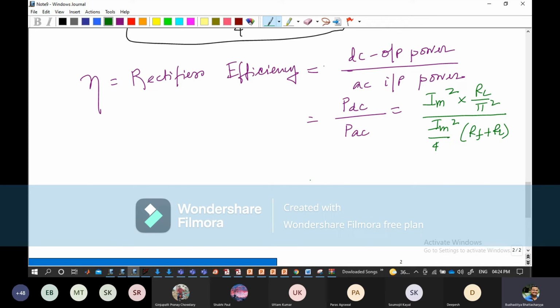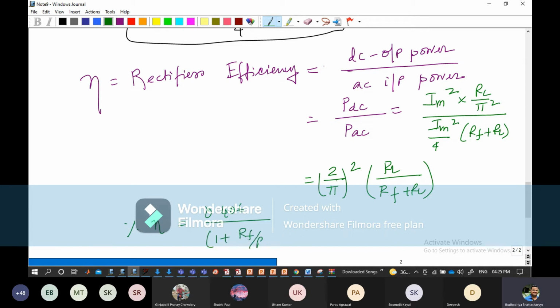And if you go on computing this, it comes around (2 by pi) whole square times RL by (RF plus RL). Further, if I take 2 divided by pi and take the square of it, this percentage of eta comes around 0.406 divided by (1 plus RF by RL), multiplied by 100, which is about 40.6%.